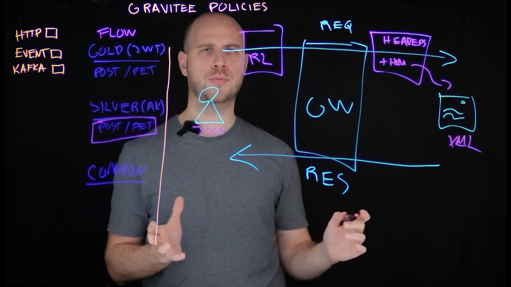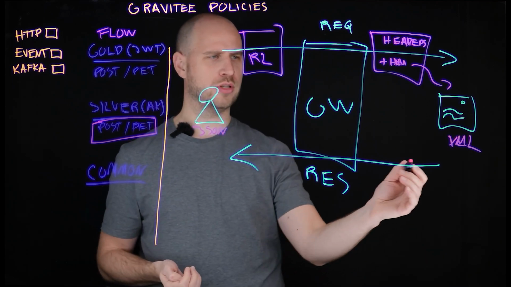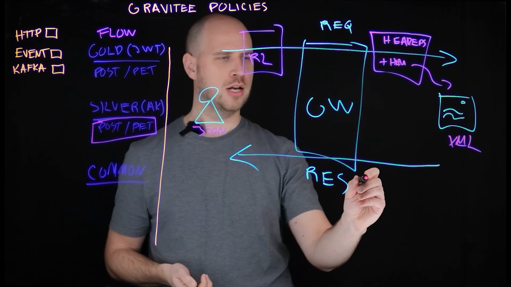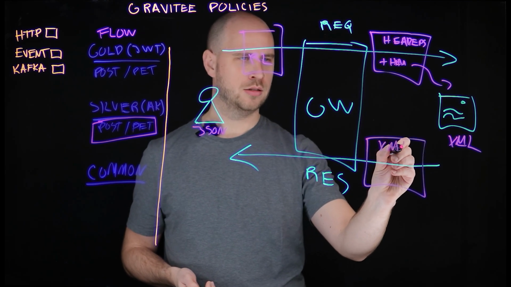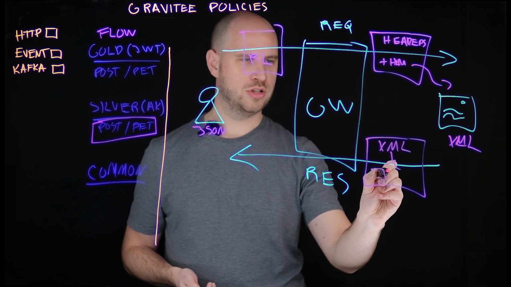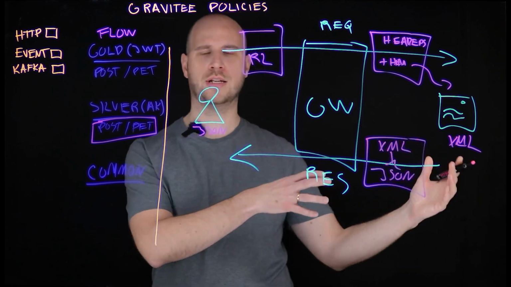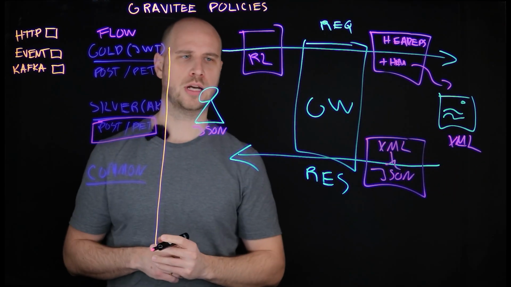So Gravitee has a lot of policies that you can apply. You can be using something on the response phase that might, for example, be an XML to JSON policy that automatically converts that payload.